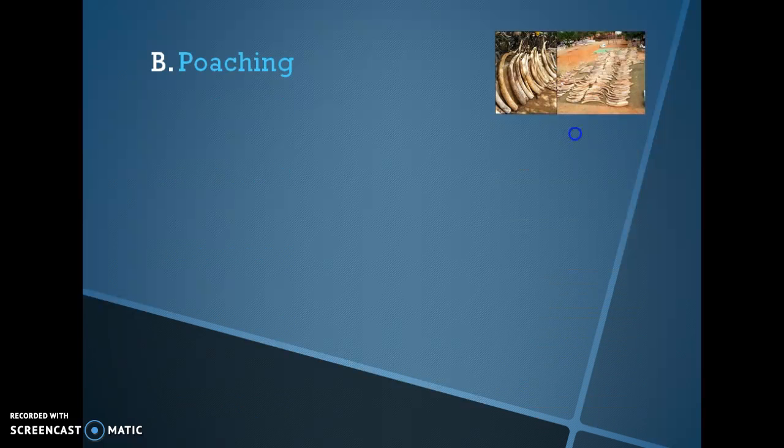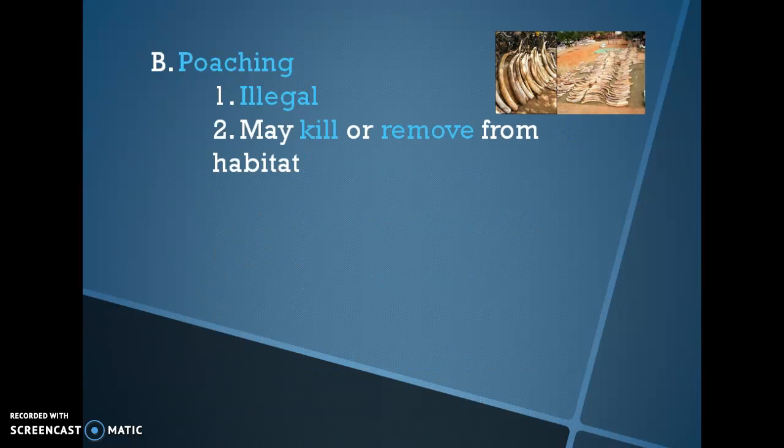Poaching. Keep in mind that poaching is illegal. It may kill or remove different animals from the habitat.